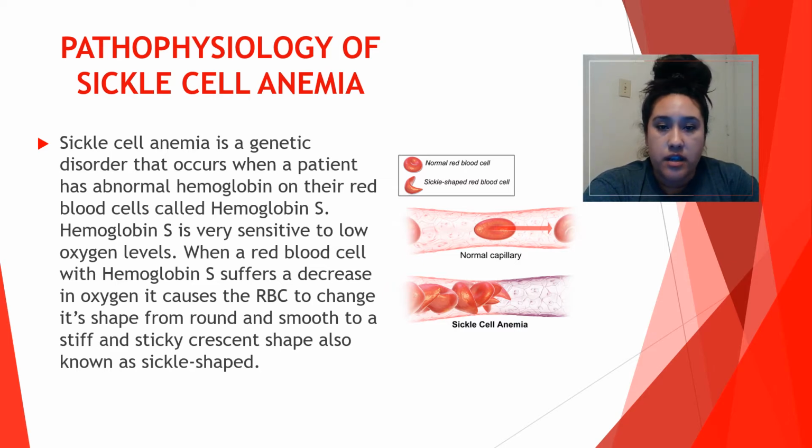Sickle cell anemia is a genetic disorder that occurs when a patient has abnormal hemoglobin on their red blood cells, resulting in hemoglobin S. It is also an autosomal recessive hereditary disorder, which means that when the parent passes the abnormal hemoglobin onto their unborn child, the child will then have the disease.